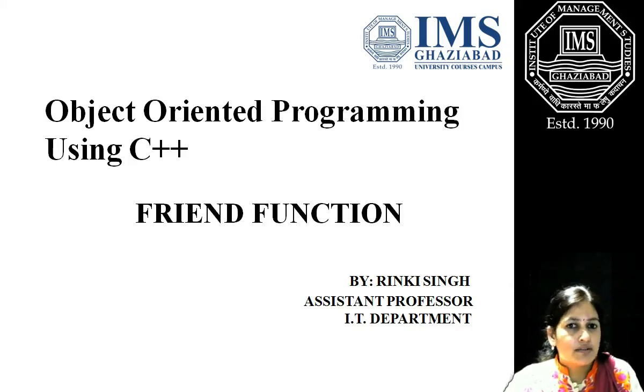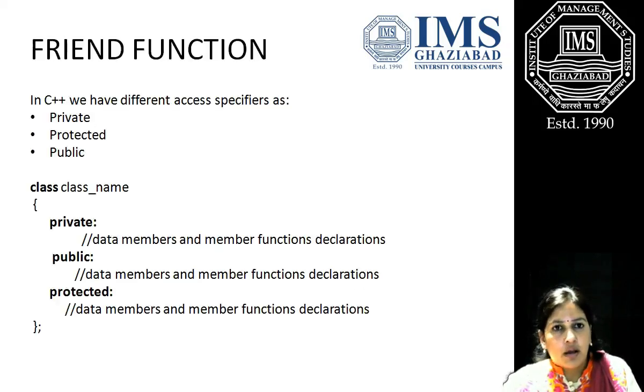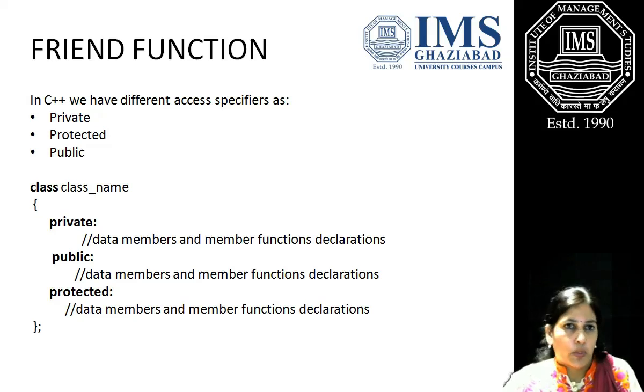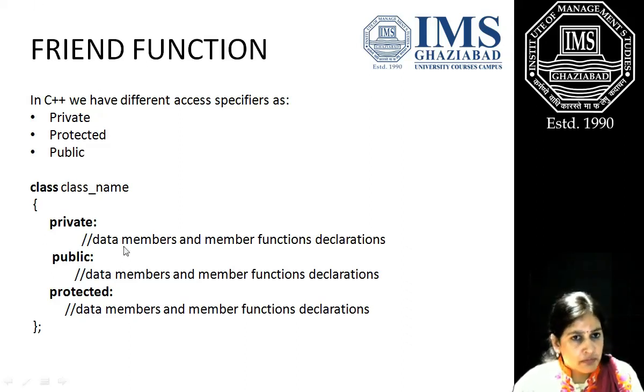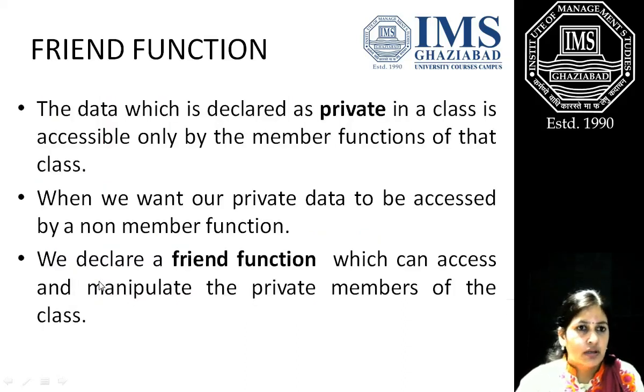Today's topic is friend function. As we all know, in C++ we have different access specifiers in a class. They can be private, protected and public. For example, we have a class, our data members and member functions can be private, public or protected depending upon the need.